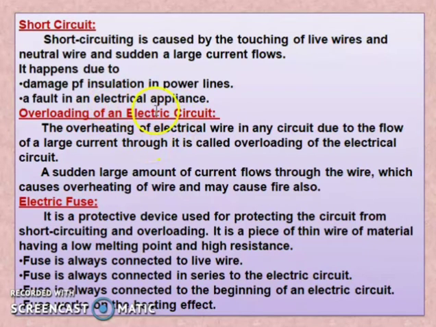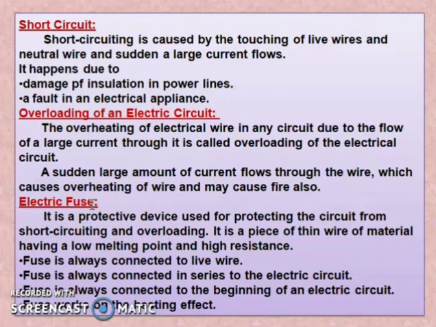Then, overloading of an electric circuit. The overheating of an electric wire in any circuit due to the flow of a large current through it is called overloading of the electric circuit. Suddenly a large amount of current flows through the wire, which causes overheating of the wire and may cause a fire also.